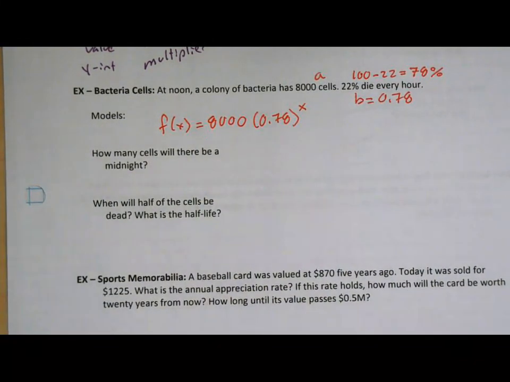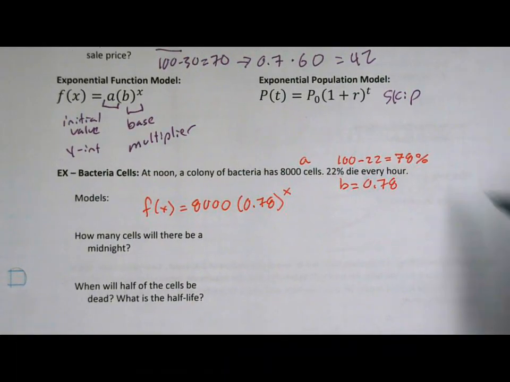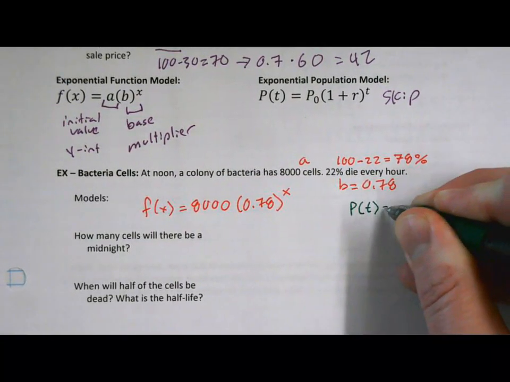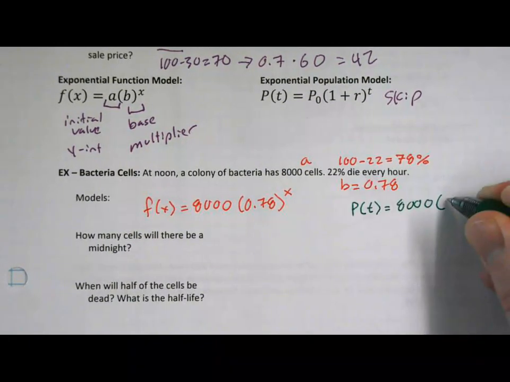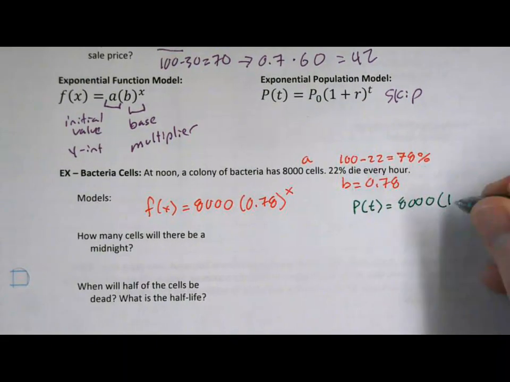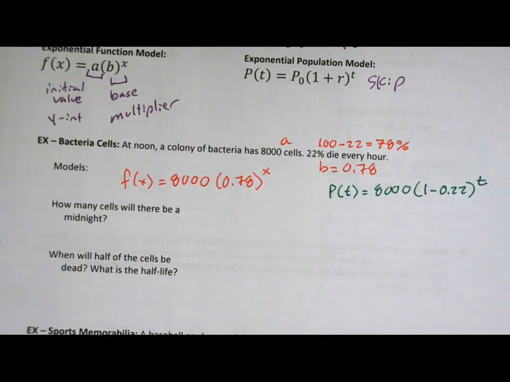I told you that I would show you how this would work with the exponential population model. You can go back and learn about this if you want. Let me show you what it would look like if I did that. It would be P of t equals 8,000 times 1 plus, except r is going to be negative because we're losing 22%. So minus 22 as a decimal is 0.22, to the t power. Can you see that those are the exact same thing, except with p's and t's instead of x's and y's, or f's and x's? All right.